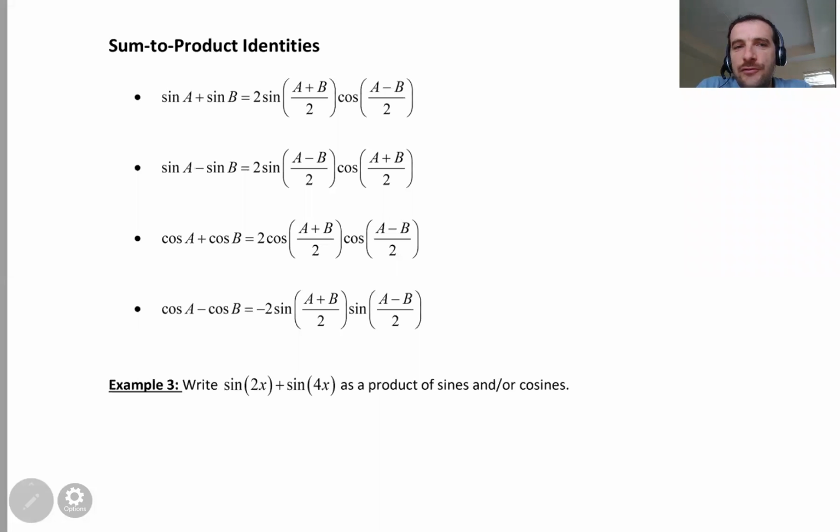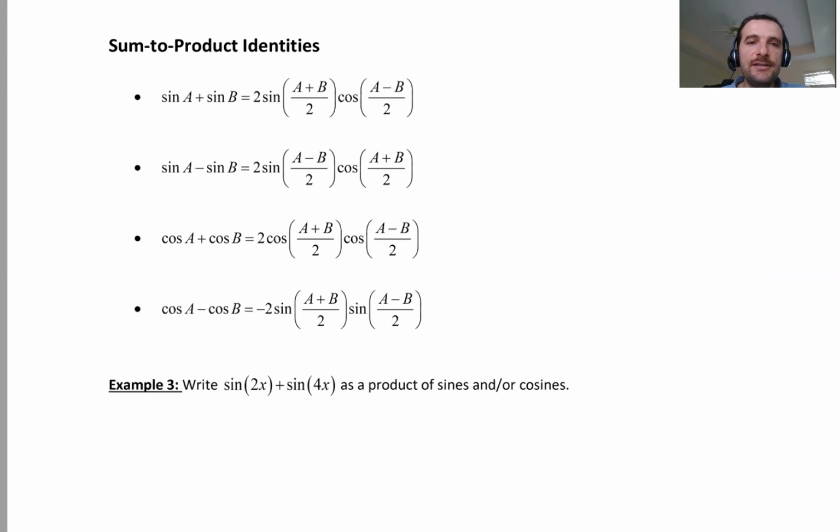All right, in this video, we are continuing section 7.4. In the previous video, we have seen product to sum identities. Now we are going to work on sum to product. So in this case, we have a sum of two functions that include sine and cosine, and we are going to rewrite them as a product of two functions, okay?